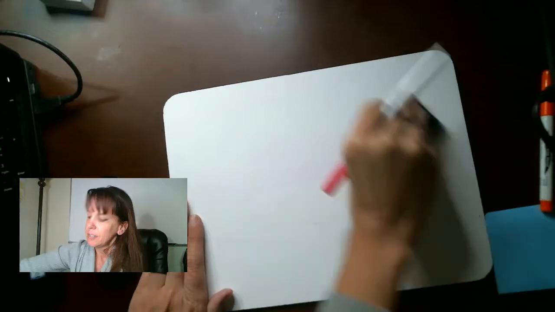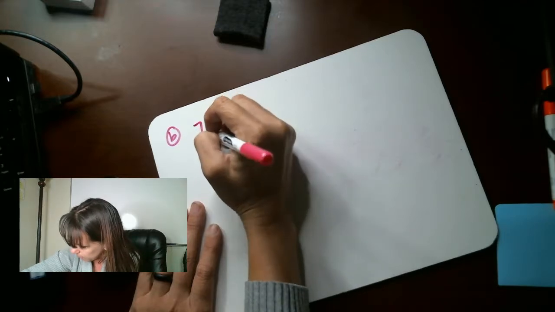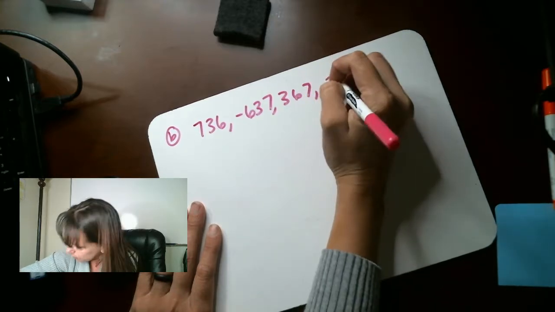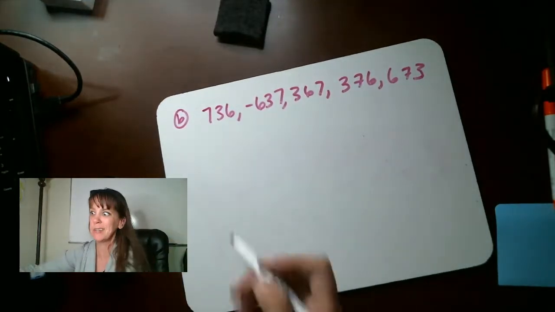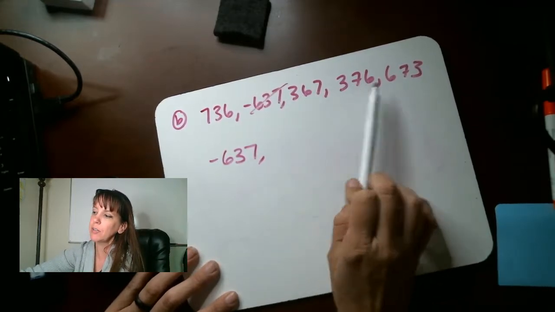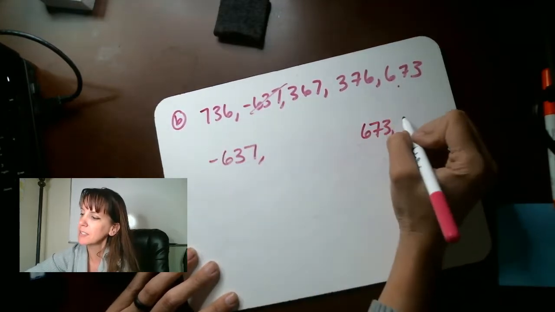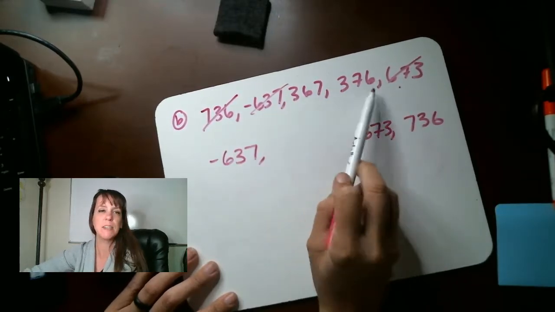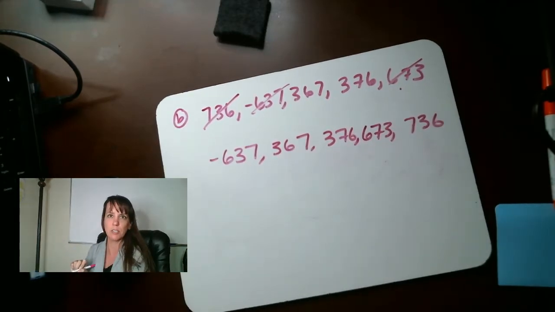All right, for B, arrange the following numbers in order: 736, -637, 367, 376, 673. First off, there's only one negative, so that's our smallest number. That's pretty easy. Get rid of that one. Now we have a 300, 300, 600, 700. We know our 600 is going to come over here. Then our 700 is going to come over here. So now we just have to look at 367 and 376. Looks like 367 is smaller than 376. So there's your answer.